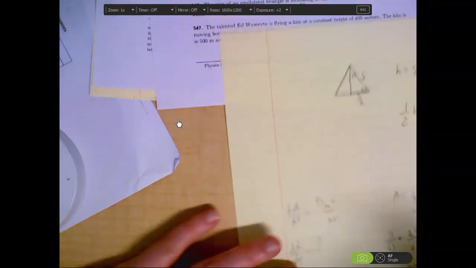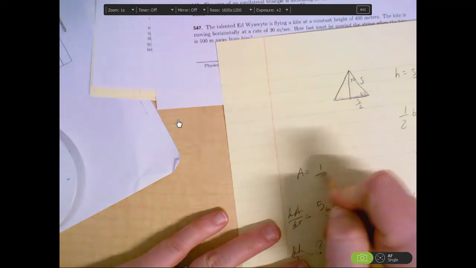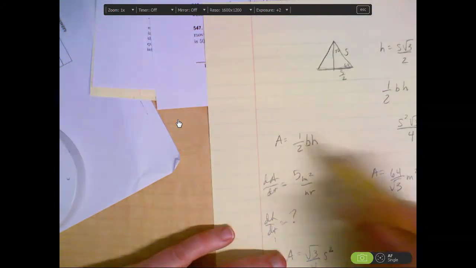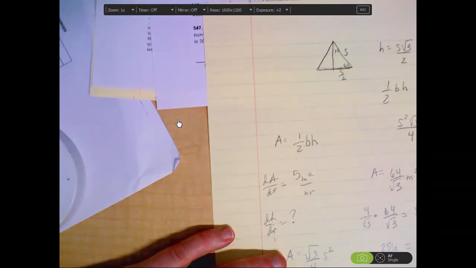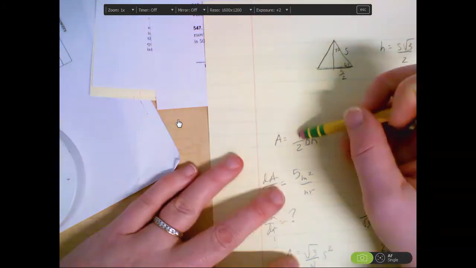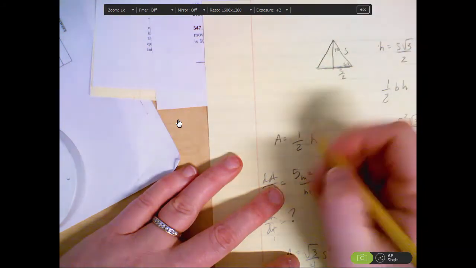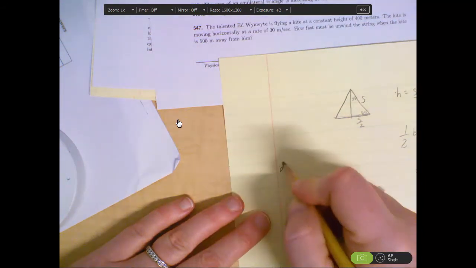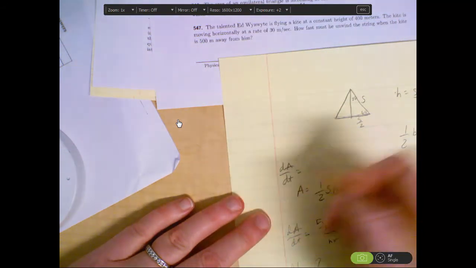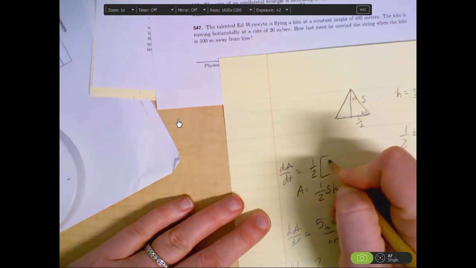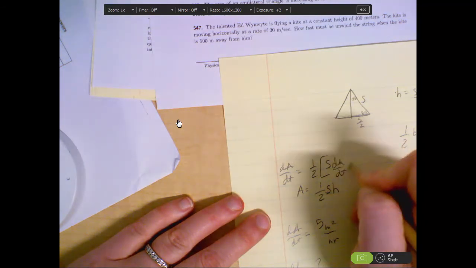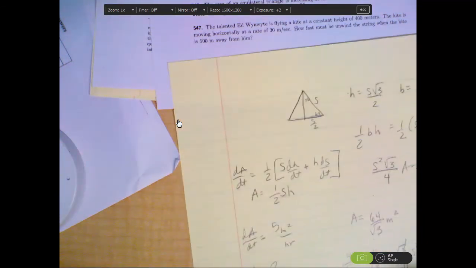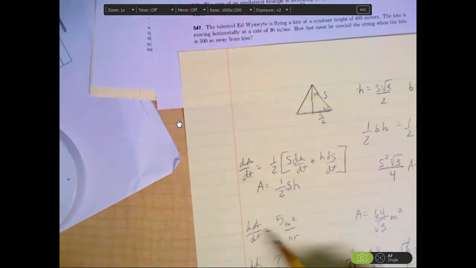So let's go back to the area of a triangle. 1/2 base times height. In this case, the base is s, which is this. So I'm going to change the b to an s because the base of the triangle is one of the sides. 1/2 s times h. So let's take the derivative of both sides of this. 1/2 times first times derivative of the second plus second times derivative of the first. Okay, plug in what you know. dA dt is 5.